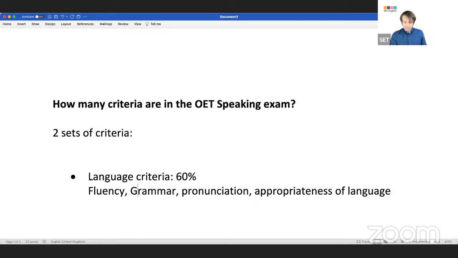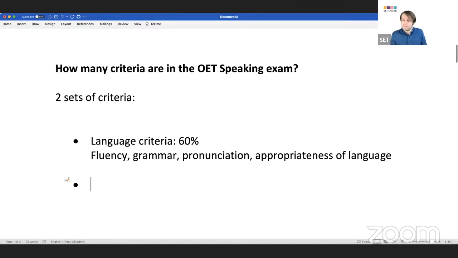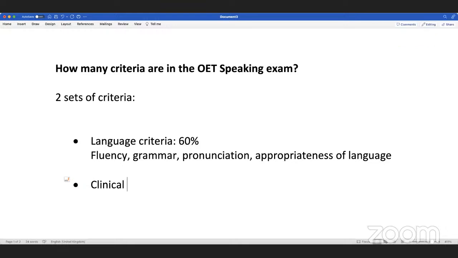So this is 60% of your criteria. We don't tend to focus on this because to get good at this, you just need to practice speaking every day in Speaking Club and get feedback from people. And we also have the clinical, can anyone finish this? The clinical communication criteria. So Fatima, thank you.